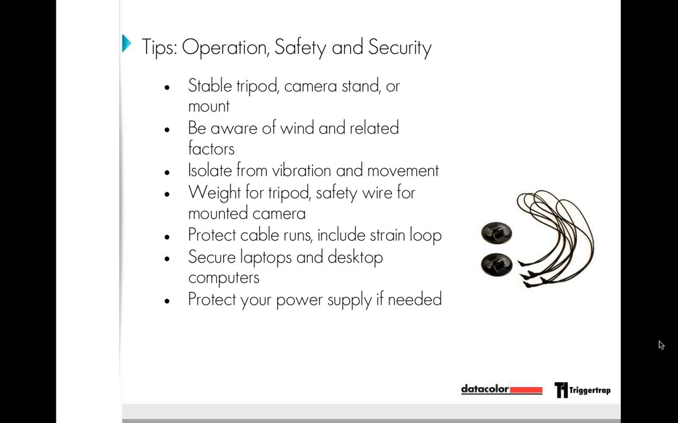You want to protect your cable runs. You don't want people tripping over a cable that's running from your camera to the computer. It's entirely possible that they'll both go on the floor. So a little gaffer's tape goes a long way. A strain loop is simply a loop at the end or both ends that, if the wire is suddenly pulled, the loop takes up the slack. It provides some slack in the run so that it doesn't immediately pull something over.